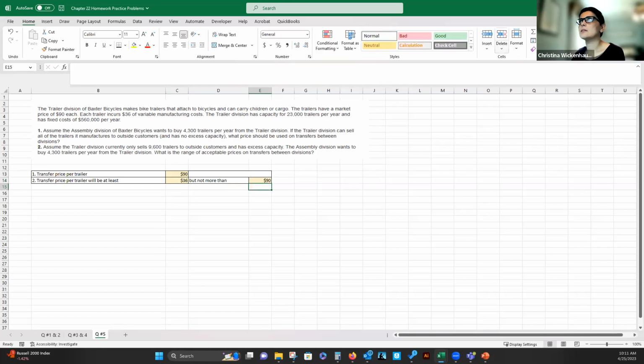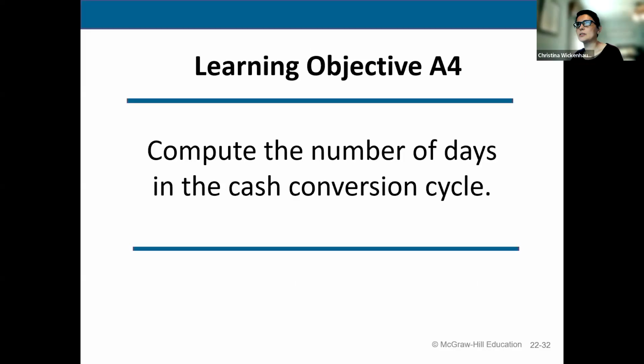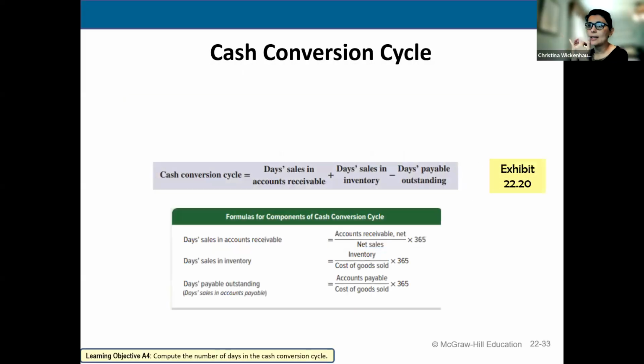All right, so that wraps it up for your homework problems. Let's just finish this chapter out. So we want to look at the number of days in the cash conversion cycle. The cash conversion cycle looks at how long it takes me to collect on my sales and how long until I have to pay, right? There are actually 3 different components to this. We're going to look at the days sales in accounts receivable. So how long does it take me to collect that cash from the sales I sell on account?